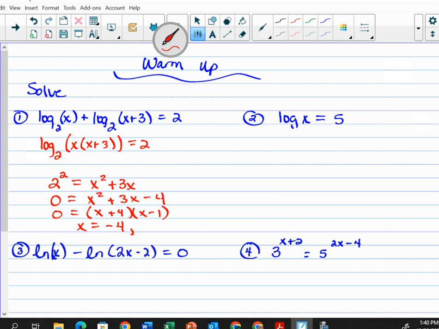All right, so I get -4 and 1. I know my board's not caught up here yet. Do -4 and 1 both work? No. Which one doesn't work? Why? Okay. So only x equals 1 for the first one. Are we good? Do you get why, Alex?